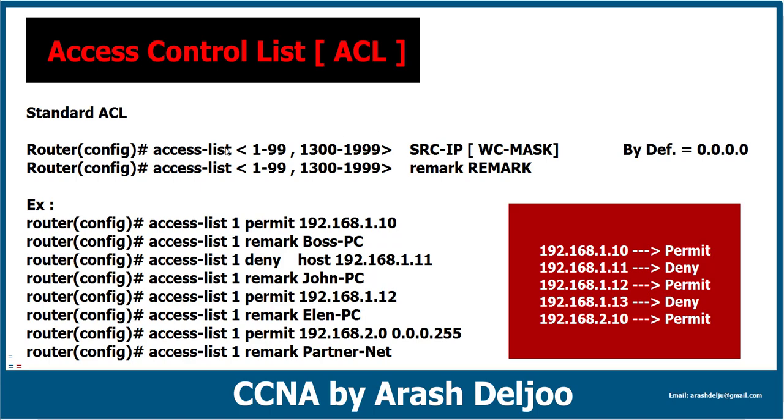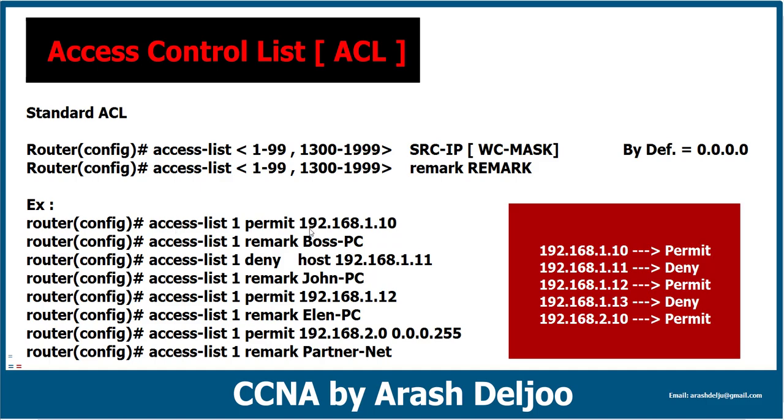After that, access-list, again with the same number, we can configure a remark. For example, here we need to permit the traffic received from 192.168.1.10, deny the traffic from 192.168.1.11, permit the traffic received from 192.168.1.12, this is the source IP, and then deny the traffic received from 192.168.1.13, and finally we should permit the traffic received from 192.168.2.10. This is the configuration of the ACL.